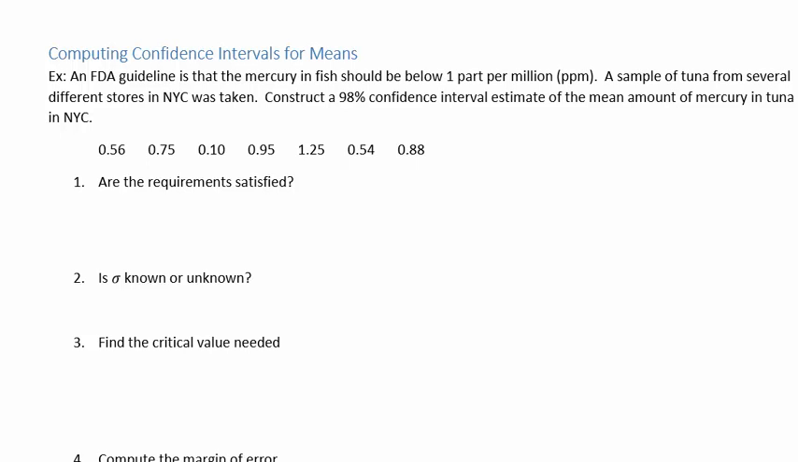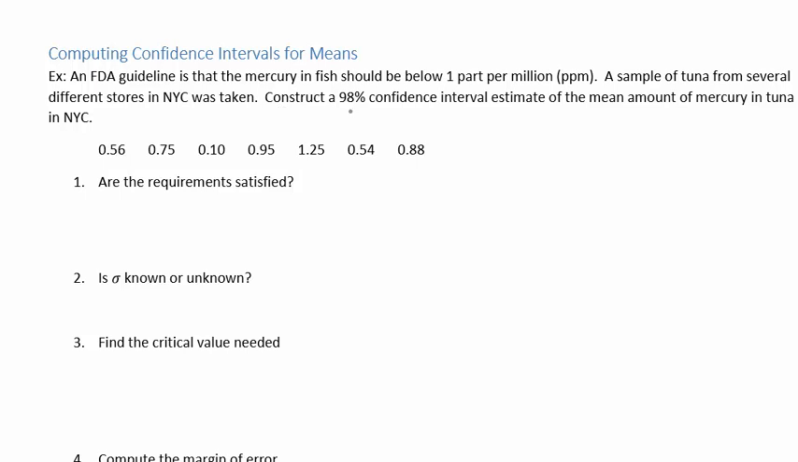Hello. In this video, I'm going to go through an example of computing a confidence interval for a mean. So I have this example here. It says that an FDA guideline is that the mercury in fish should be below 1 part per million. And then we have a sample of tuna taken from some different stores in New York City. So the sample values themselves are shown down below here.